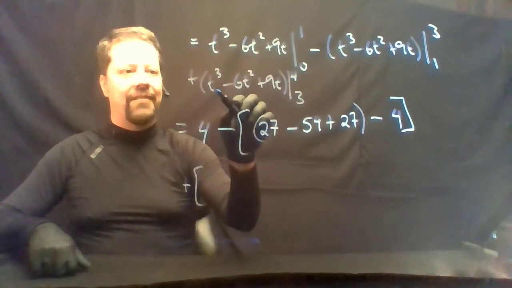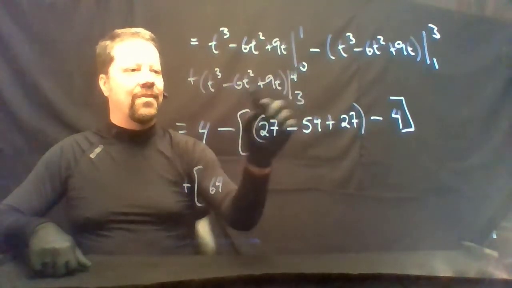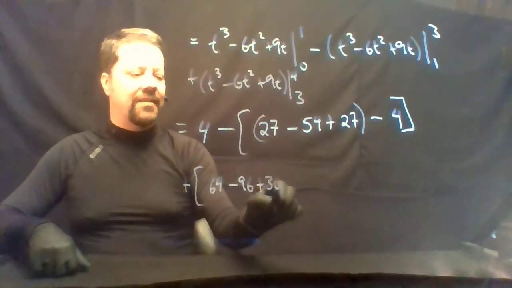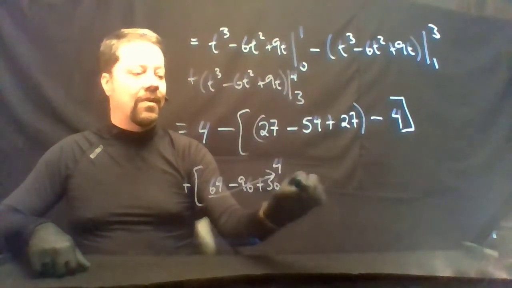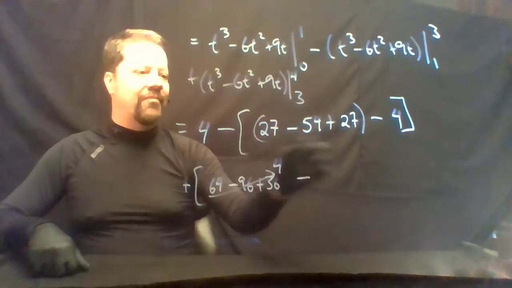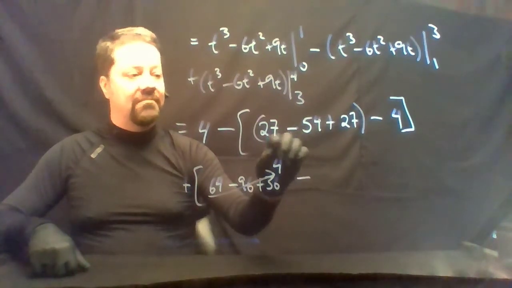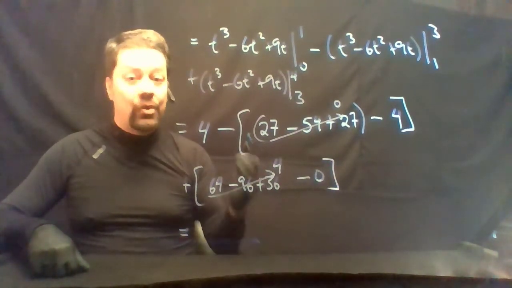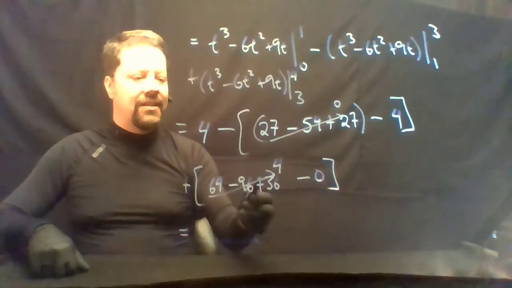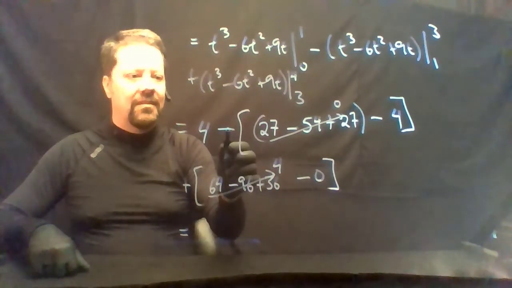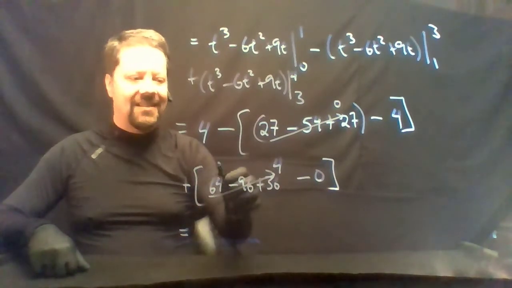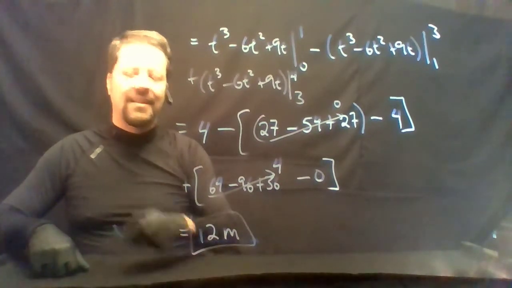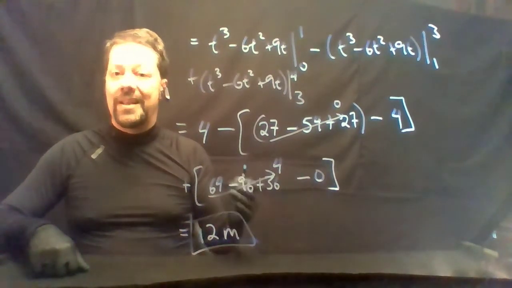Plus what you get when you plug in 4, that's 64 minus 96 plus 36, which we already calculated as 4, minus what you get when you plug in the 3. When you plug in that 3, you get zero. So what is the total distance traveled? Notice we have 4 minus negative 4 is 8, and then plus 4, it's 12. Very different from the 4 meters, which was the net displacement.